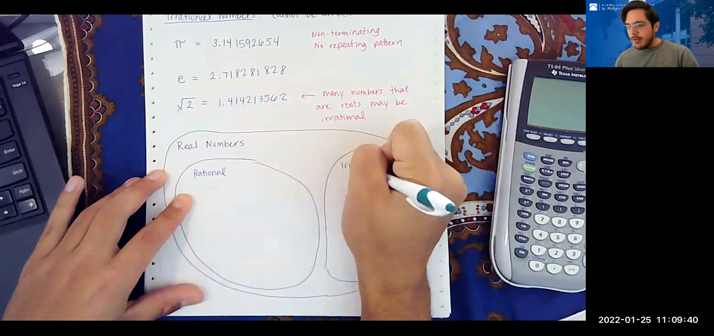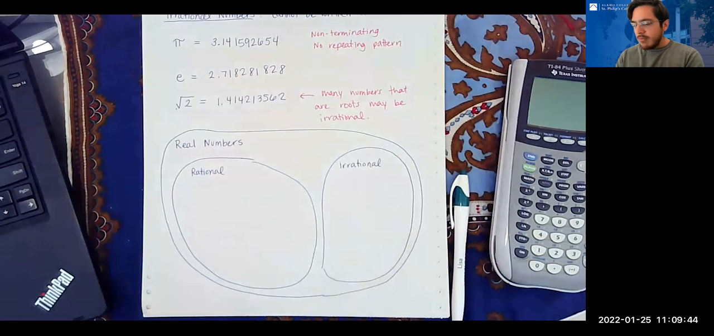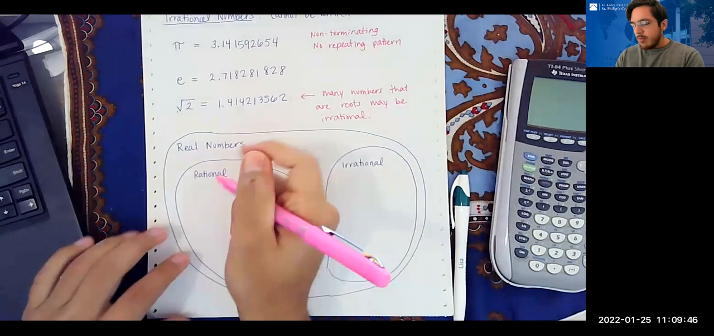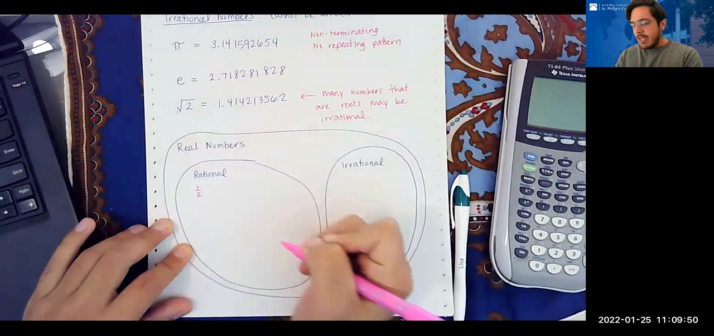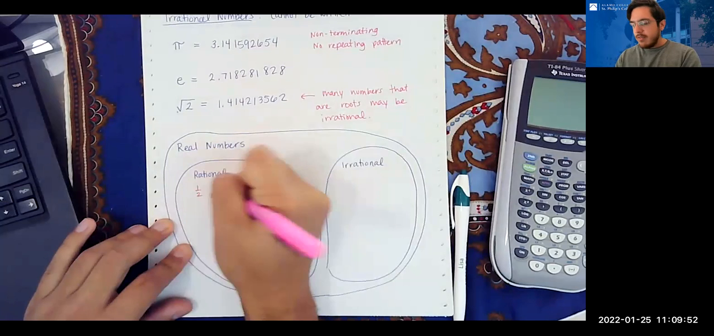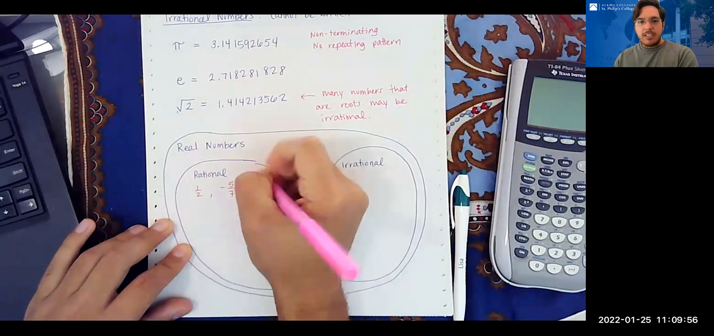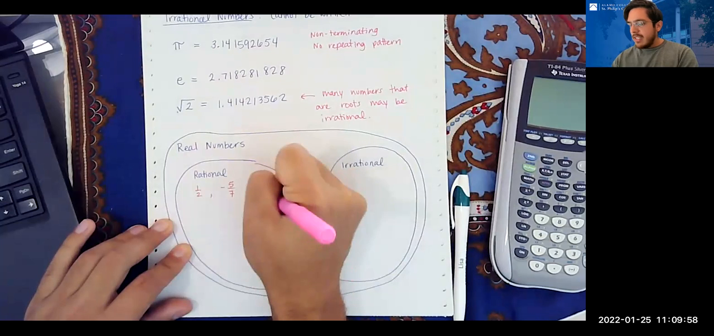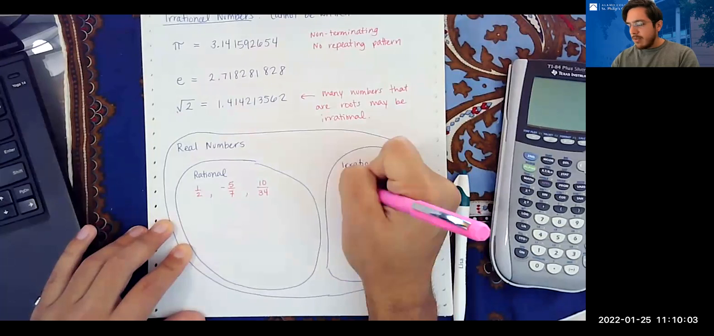Now, like I mentioned before, your rational numbers contain all of the numbers that can be written as fractions. So 1/2 is a rational number. -5/7 is rational. 10/34 is rational. The irrational numbers are going to be the things that have weird decimal representations, like what I've shown above.